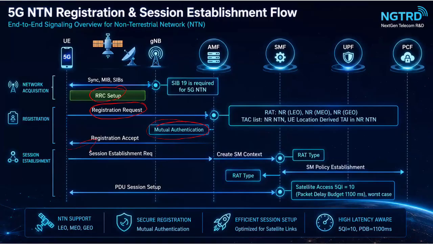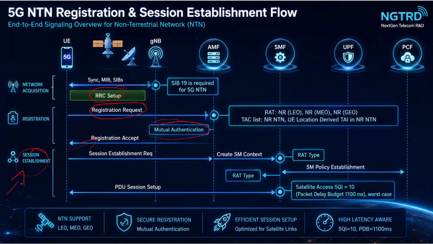After successful authentication, the AMF sends a registration accept message confirming that the UE is successfully registered in the 5G core network. So at this stage, the device is attached to the network but can't exchange data at this moment. After that, session establishment is done.